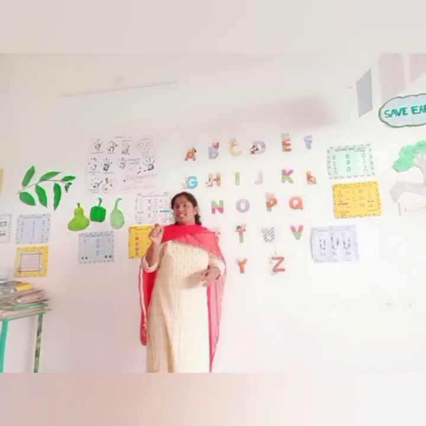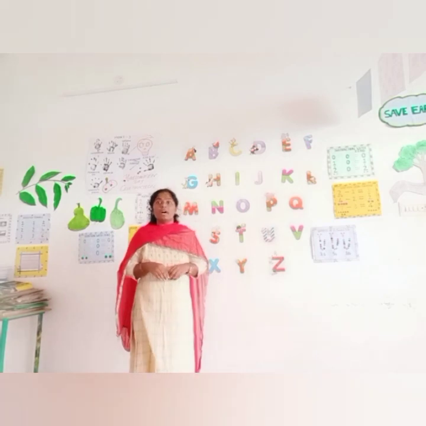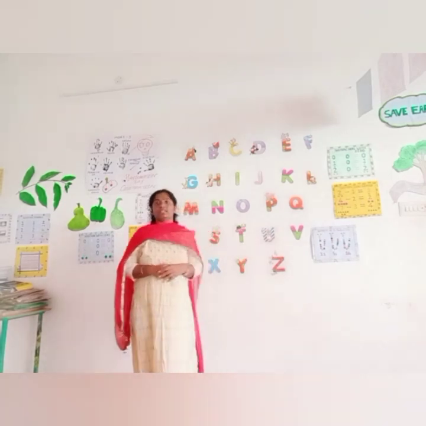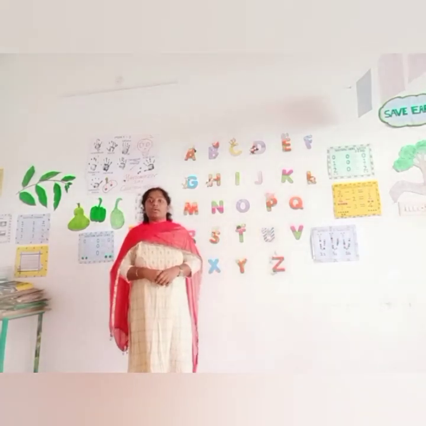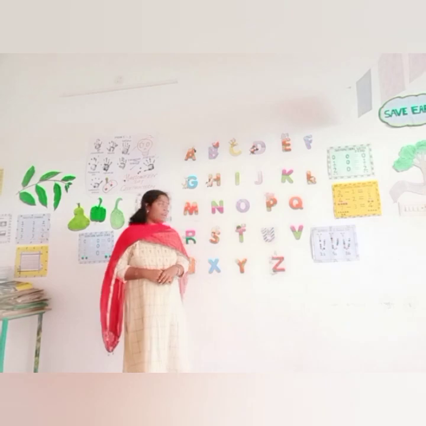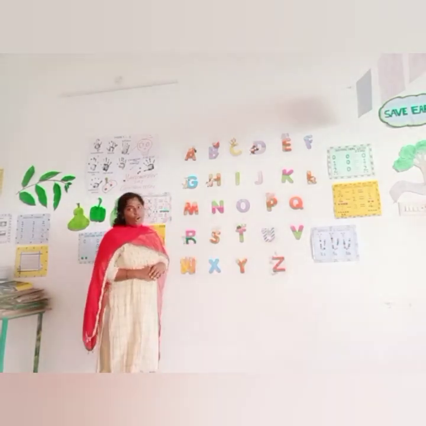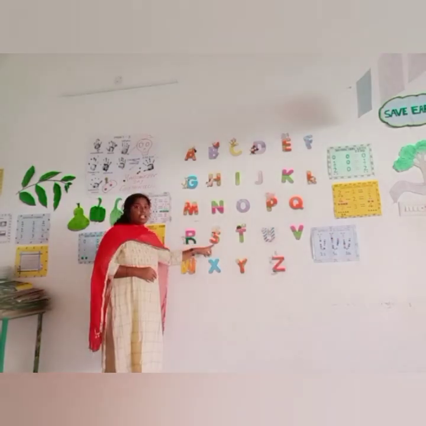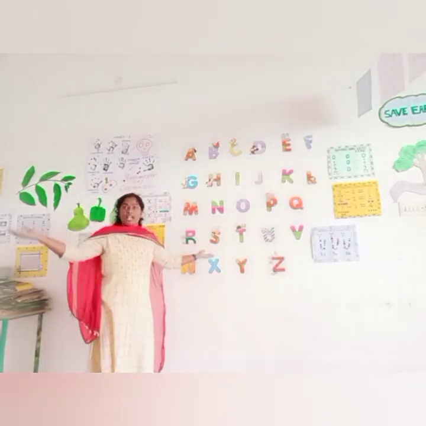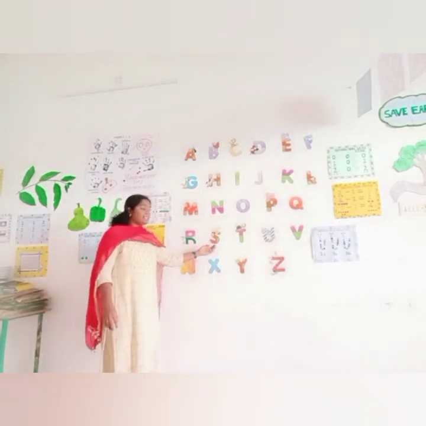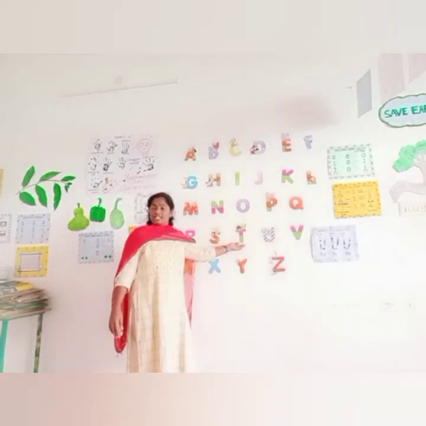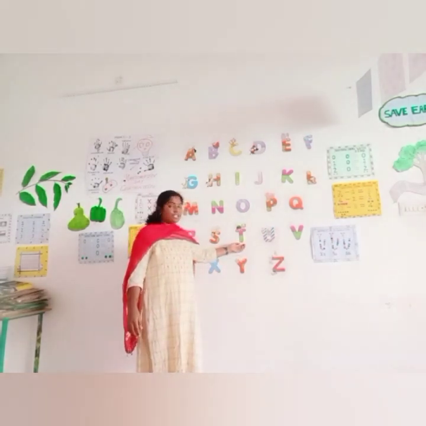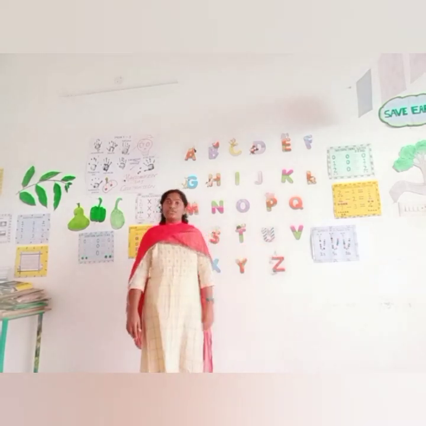P for pencil, P for penguin. Q for queen, Q for quill, quack. R for rabbit, R for rat. S for snake, S for sun. T for turtle, T for ten. U for umbrella, U for unicorn.